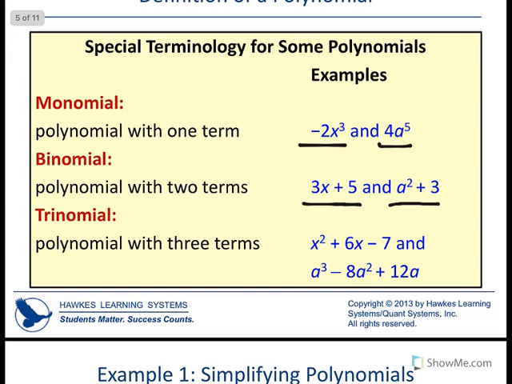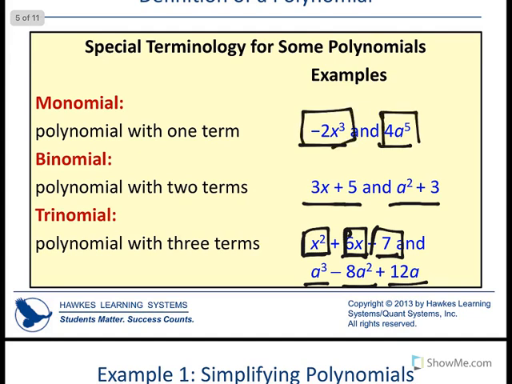And then a trinomial is a polynomial with 3 terms. So you have x squared, 6x, minus 7. And then you have a to the 3rd power, negative 8a to the 2nd power, and 12a. So you can see these are each terms. Even these up here look complicated, but it's only one term. It's not broken down because you can't combine the like terms. So if you can't combine it, you have to leave it.